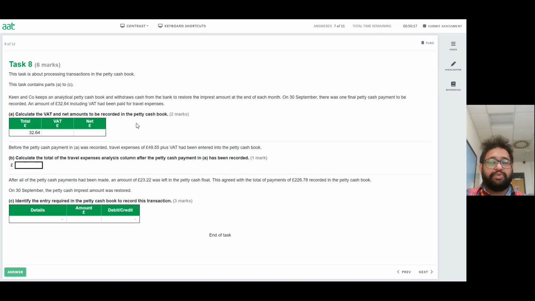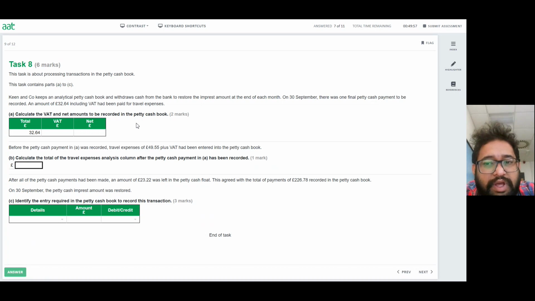There's no further question with this one. Let's move to task number 8. Task number 8 is about processing transactions in the petty cash book. This contains part A to C. Keen & Co. keeps an analytical petty cash book and withdraws cash from the bank to restore the imprest amount at the end of each month.